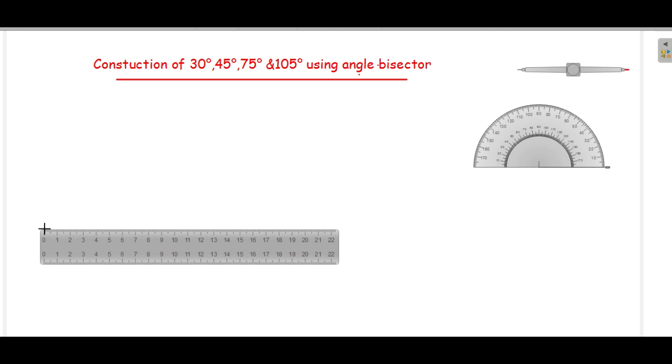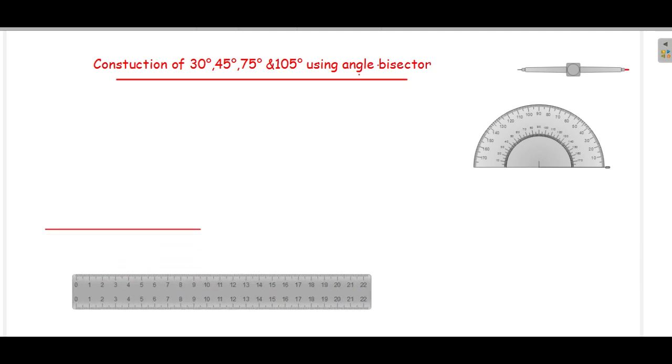For any line segment, suppose now I am taking a line segment of 12 centimeters. Let us mark it as AB. And then we are going to take the compass and place the metal pointer at point A.